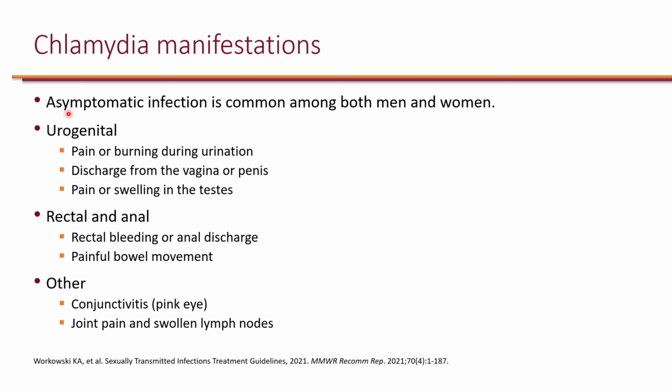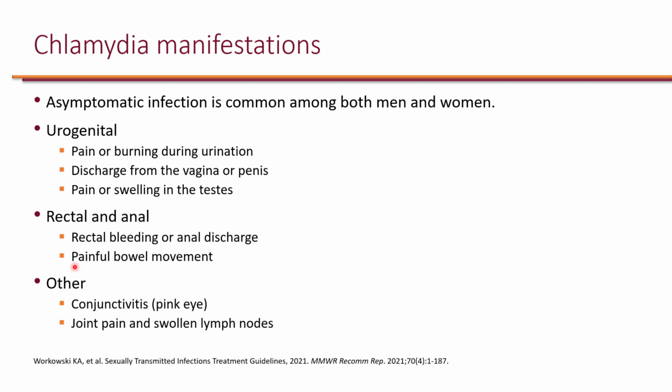So for chlamydia, it could be an asymptomatic infection among both men and women. And in general, you can think of urogenital as the site of infection. So this will be pain or burning during urination, discharge from the vagina or penis, and pain or swelling in the testes. The second, and these depend on the route of sexual intercourse, is where you would get these different manifestations. So for the rectal and anal, you will have rectal bleeding or anal discharge, painful bowel movement.